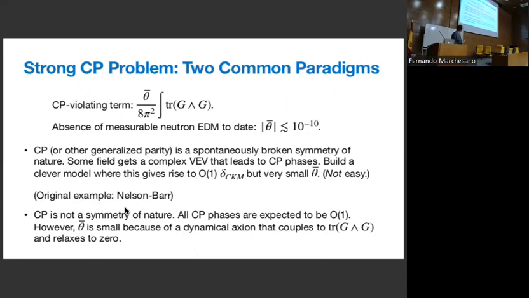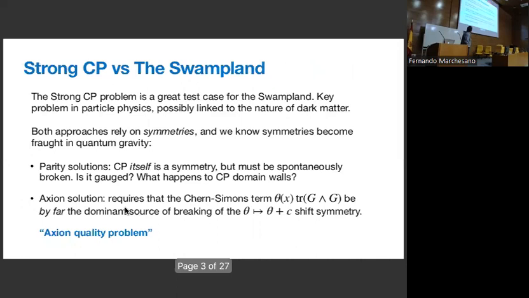But there are clever enough people, and Nelson wrote such a paper when she was a grad student, and these are now called Nelson-Barr models. So that's one option. The other option is that CP is simply not a symmetry of nature in any sense whatsoever. We should generically expect all CP phases to be order 1, and it's something really special about theta that it becomes small because of some dynamics, like a dynamical axion that can relax and make this coefficient 0.